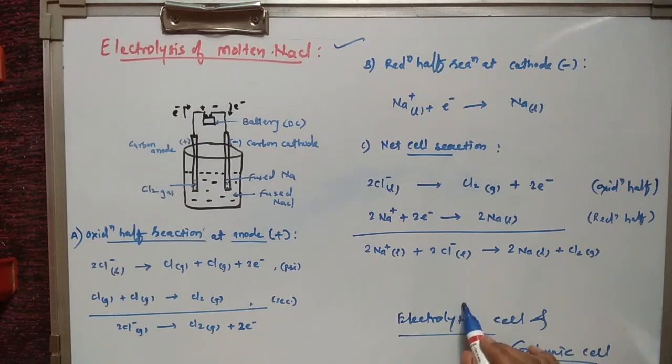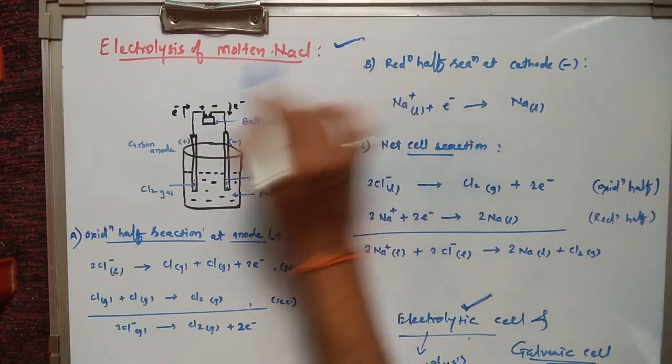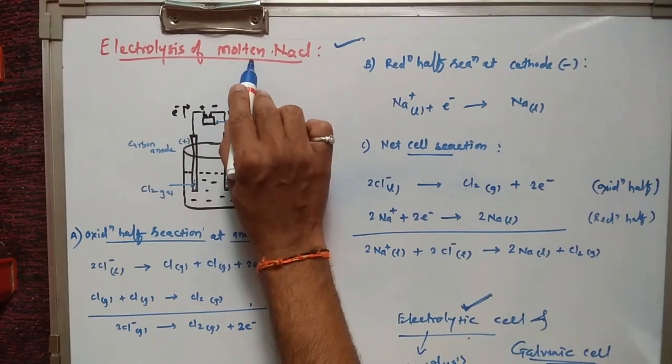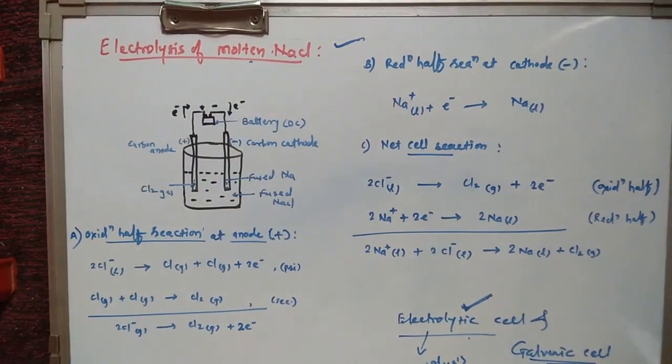So these are the two types of cells. Now in an electrolytic cell, electrical energy is converted to chemical energy, and in a galvanic cell, chemical energy is converted to electrical energy. In an electrolytic cell, the process carried out is called electrolysis. Here we are going to see electrolysis of molten NaCl, where electrical energy is converted to chemical energy. Let us see the process carried out one by one.